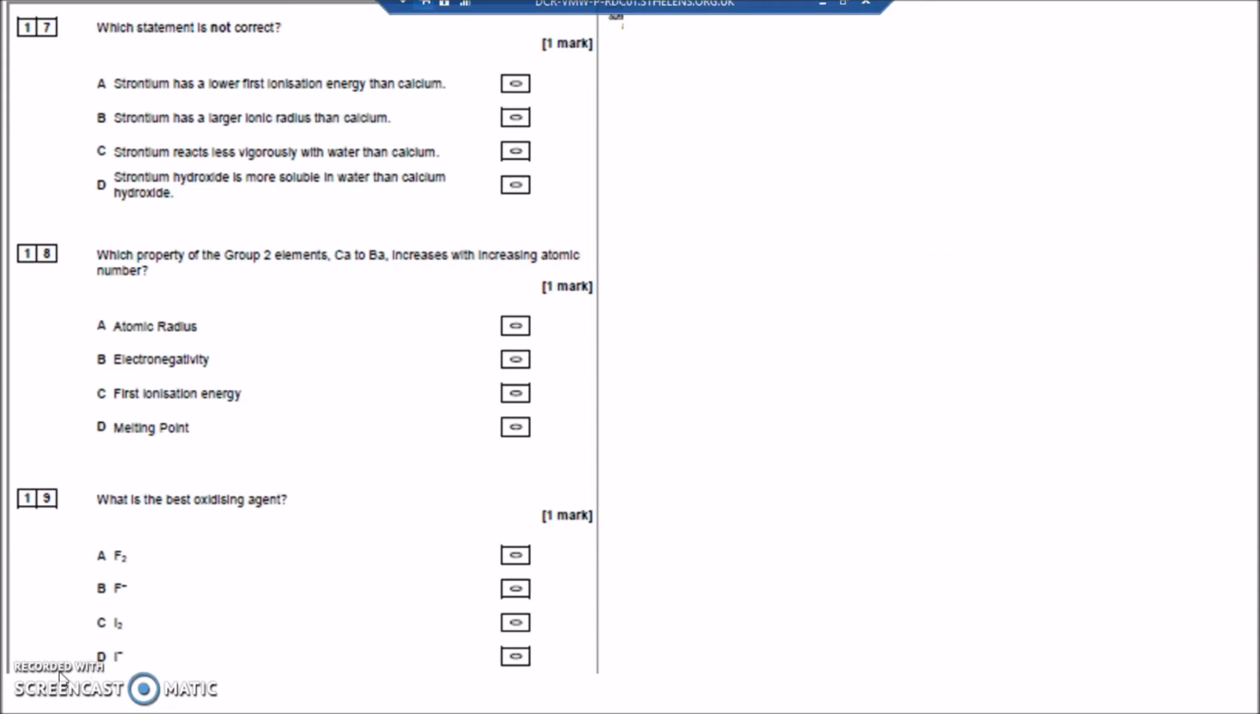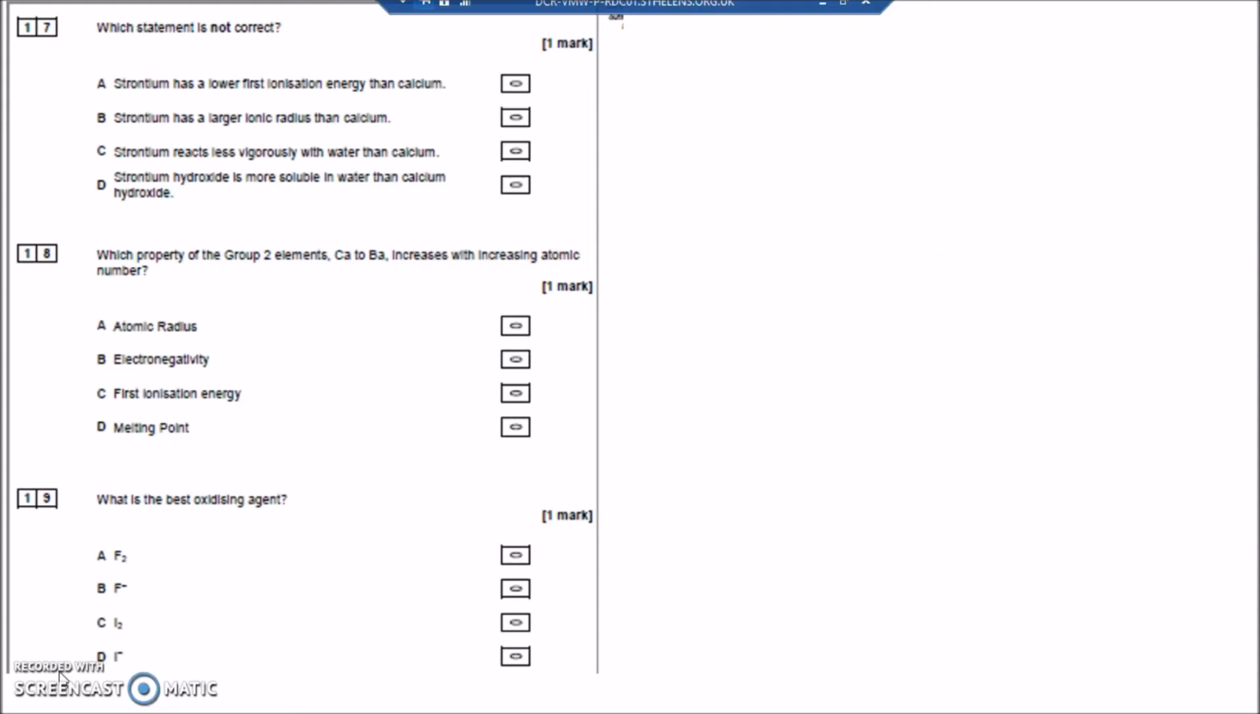Strontium has a larger ionic radius than calcium. Again, yes, larger. More electrons, more shells, further away from the nucleus, a larger radius. Strontium reacts less vigorously with water. Now, as you go down the group, you get more and more reactive, so strontium will react more vigorously. Remember, if it's losing electrons, they're going to be more easily lost if they're further away from the nucleus, with more shielding and lower nuclear attraction.